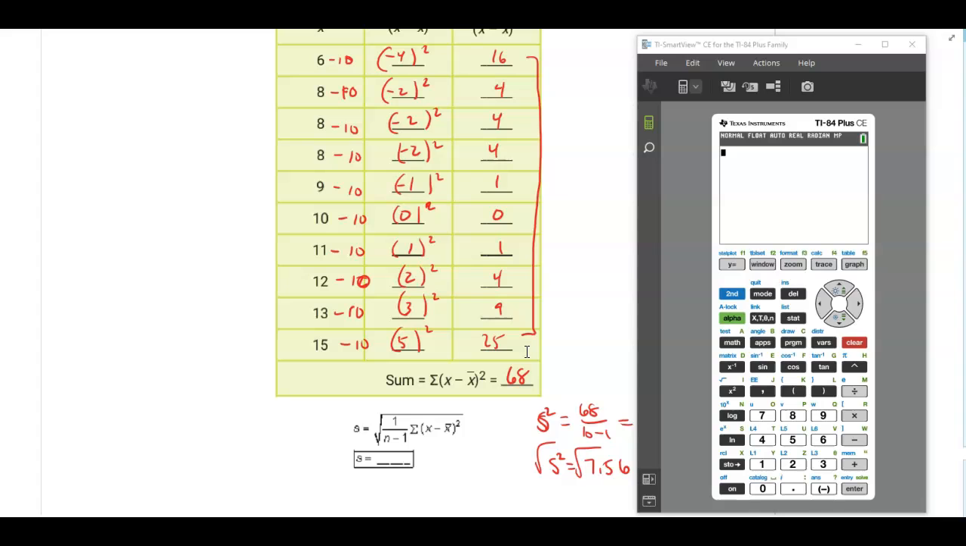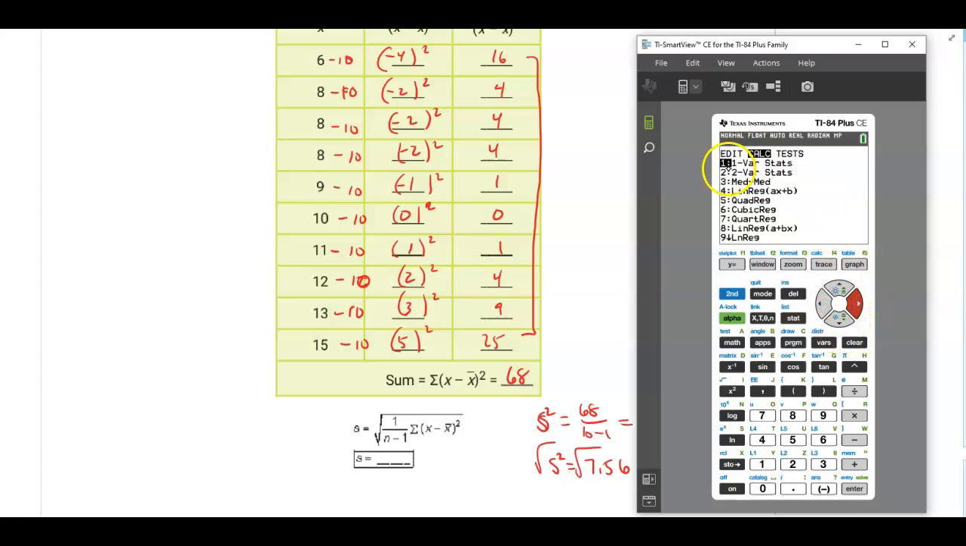Now, another way to do it is actually use your calculator, if you have a graphing calculator. If I go to Stat, and then Edit, I'm going to enter all my data here. So I'm going to go 6, enter, 8, enter, 8, enter, 8, enter. Then we have 9, 10, 11, 12, 13, and 15.